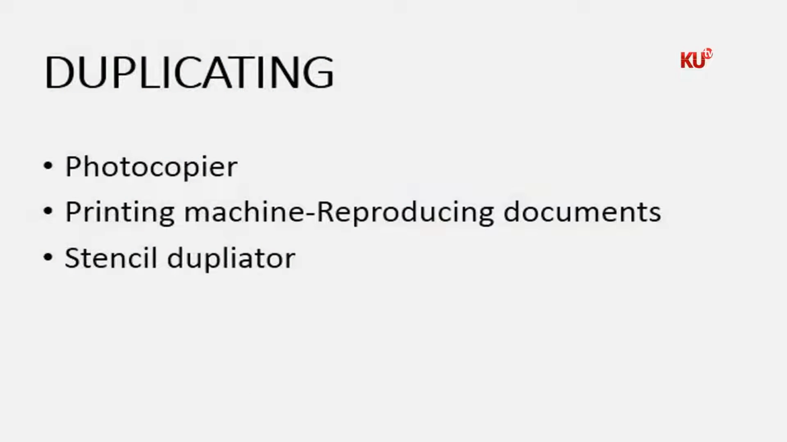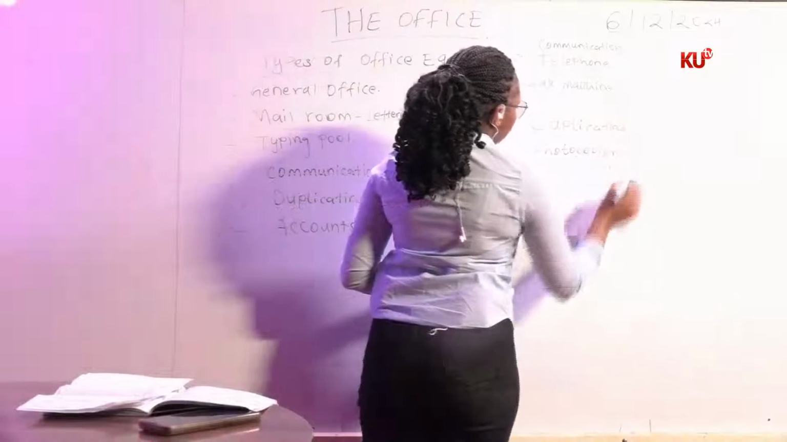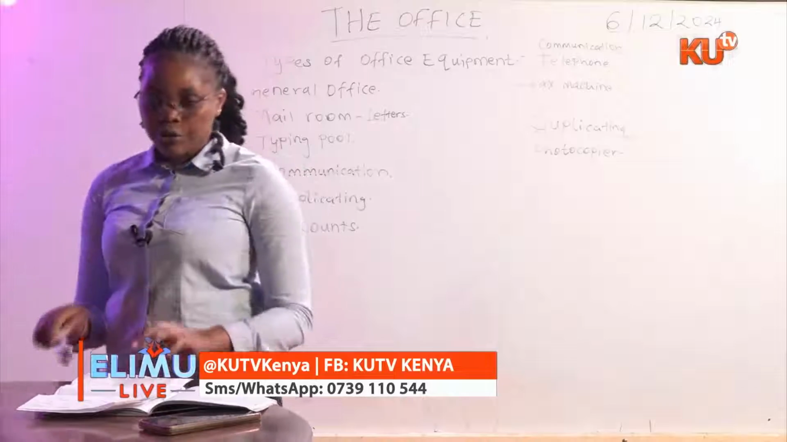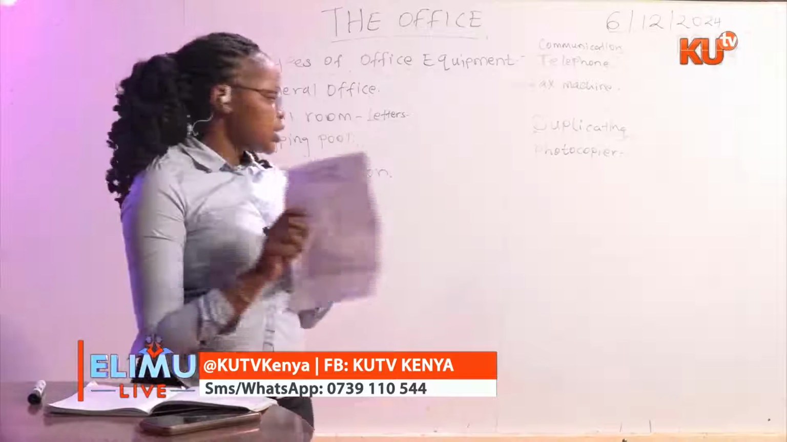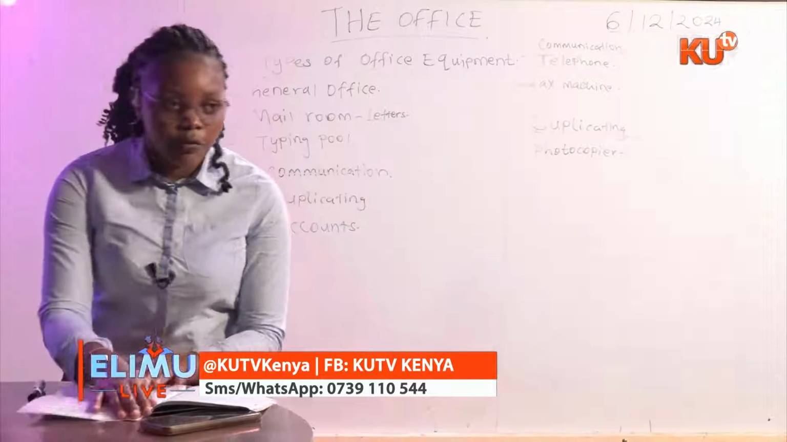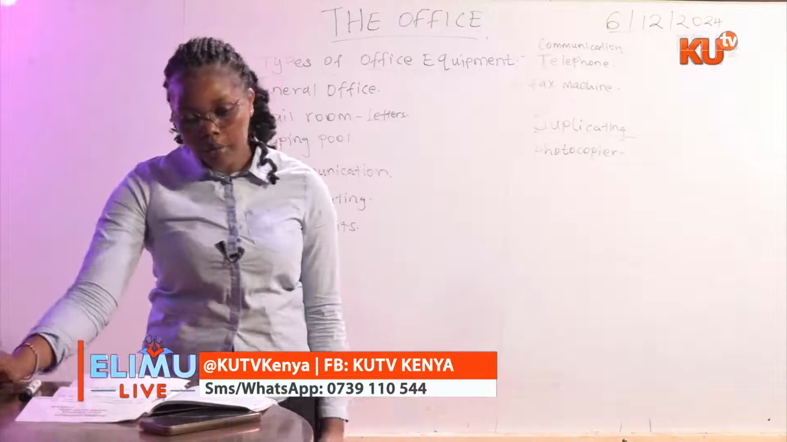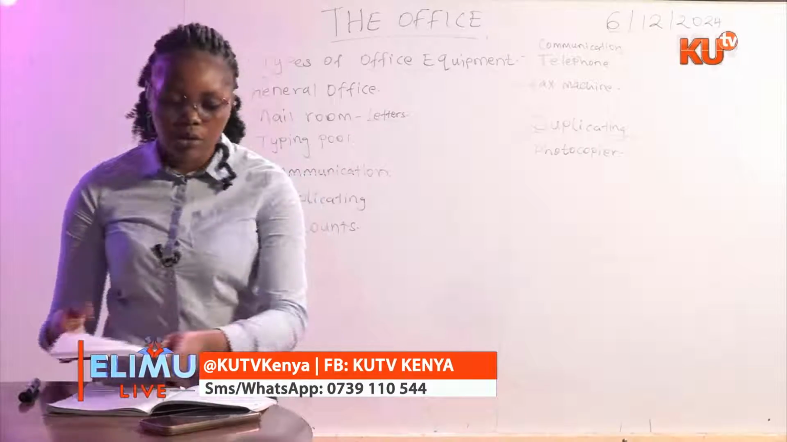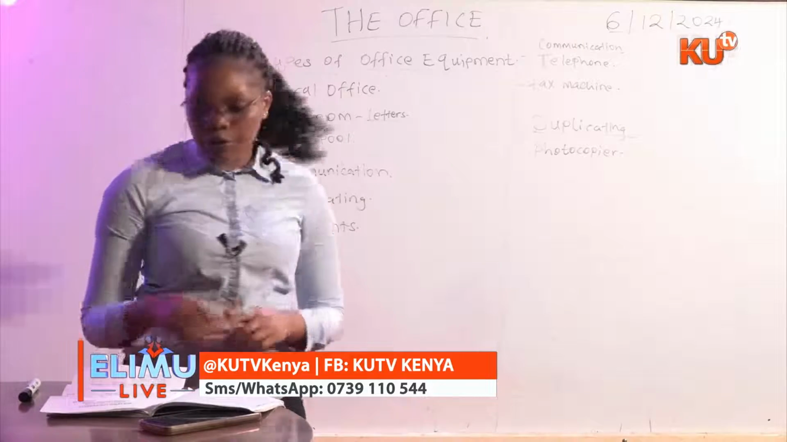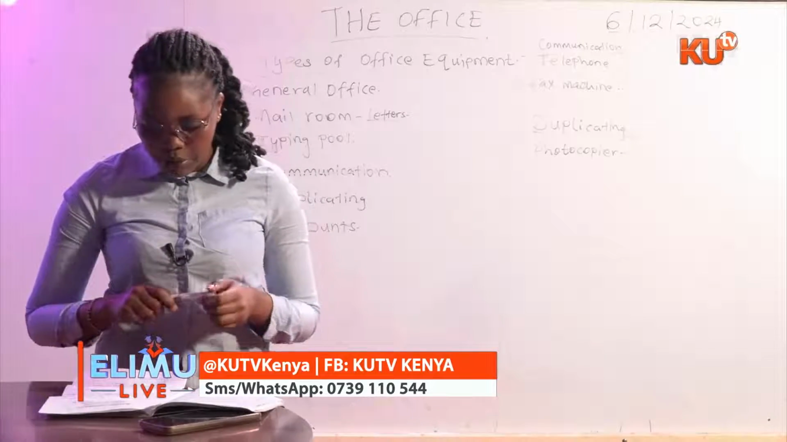carbon copying, all those. So the type of equipment that we have under duplicating, first of all, we have a photocopier. So if I have a photocopier, I can make copies of these papers that I have here, and I believe most of us have come across a photocopier and how it functions. Most of us have also done photocopies, so you can understand what photocopying means. This one is used for photocopying documents.